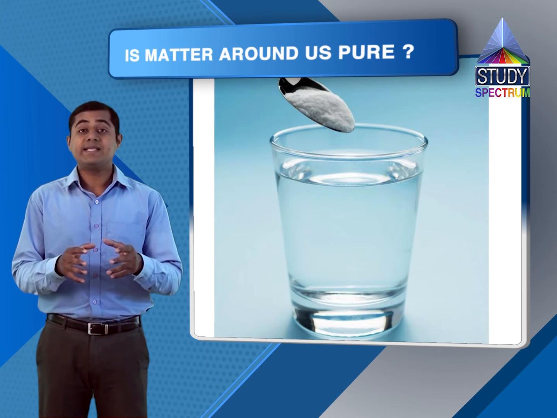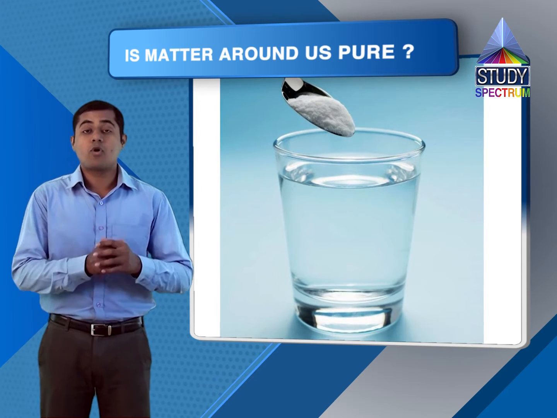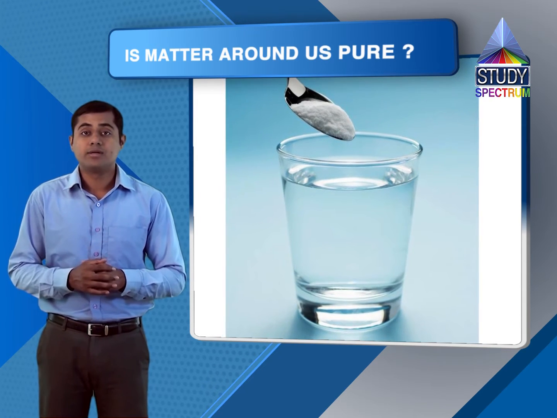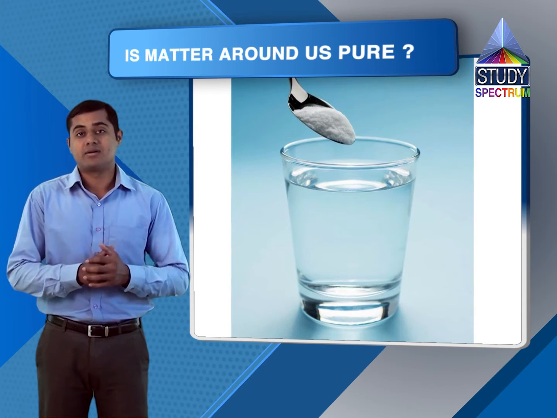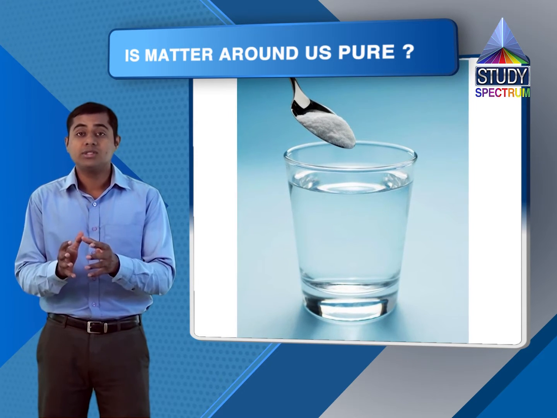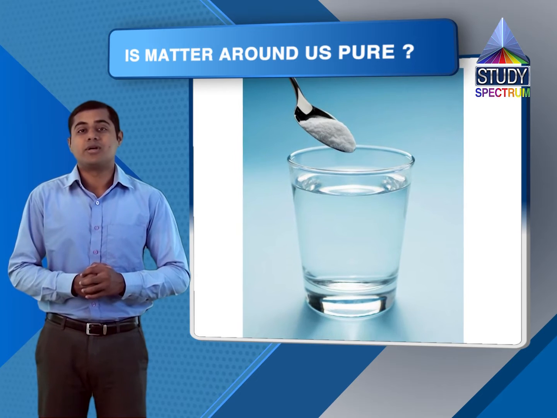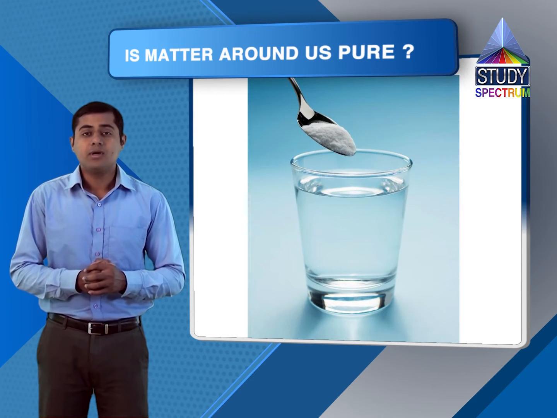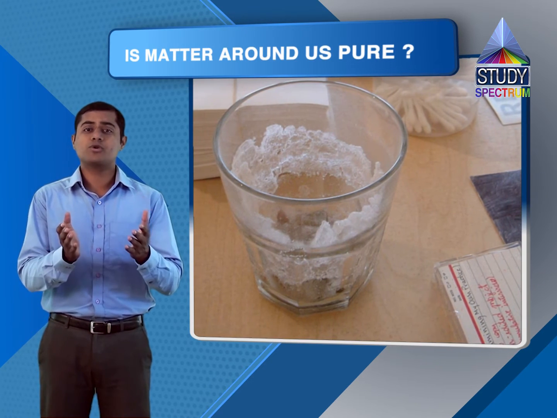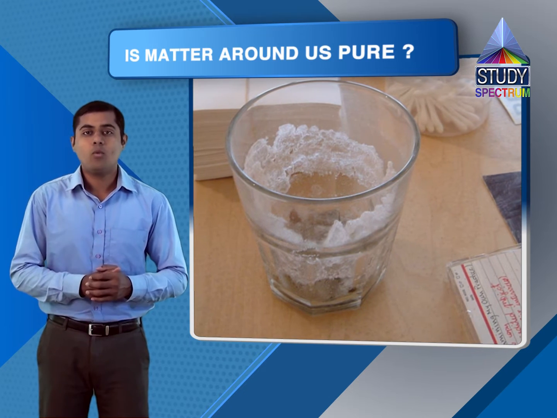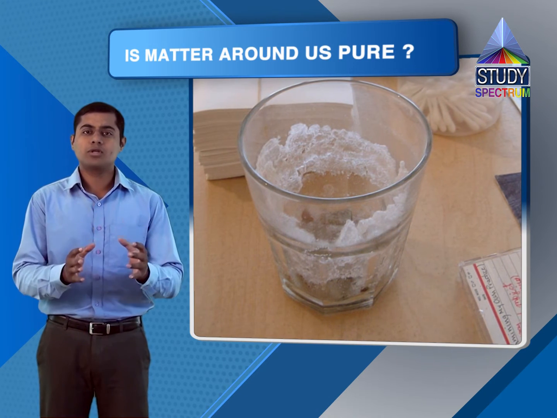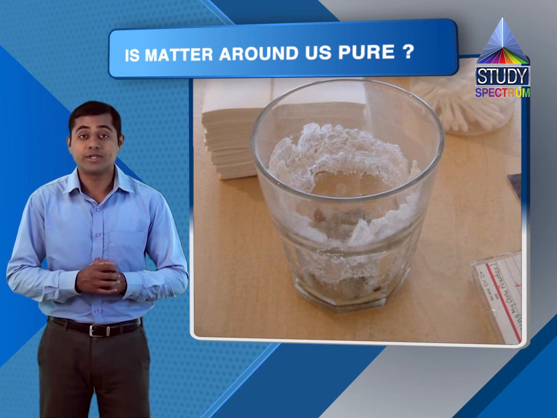But now we can say that a glass of water with dissolved salt in it is a mixture of water and salt, sodium chloride. Now, there is a physical process called evaporation. What happens when all the water from the glass has evaporated?